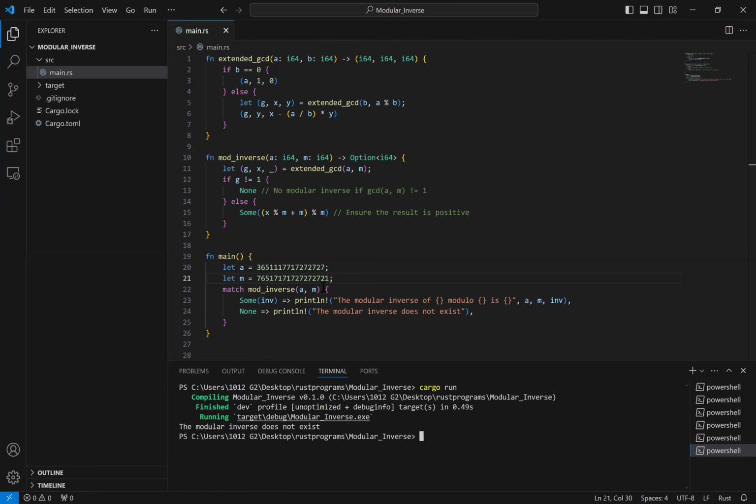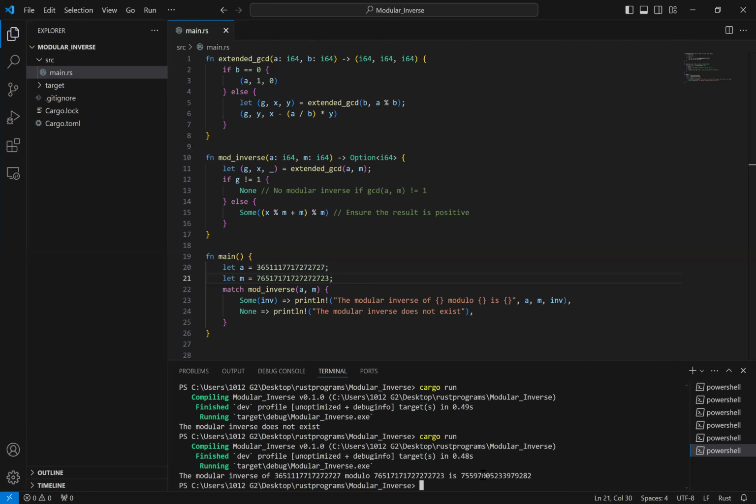Oh, these numbers are relatively prime. It says the modular inverse does not exist. Let me try and make it 3 here and see if they'll still be relatively prime. If I put a 3, the modular inverse is there.